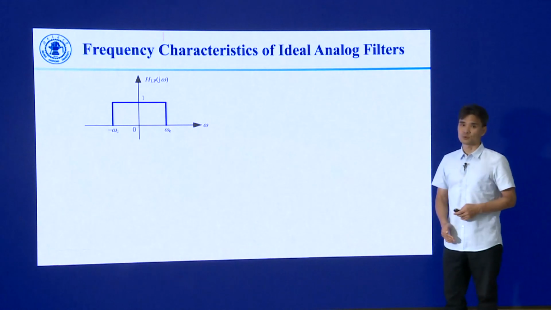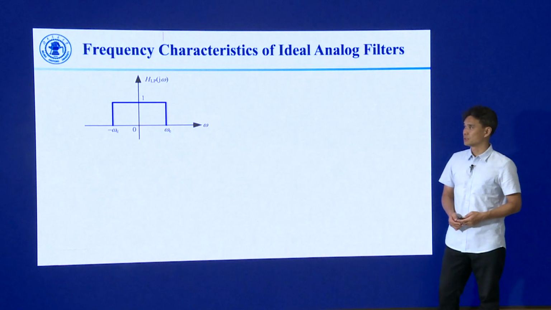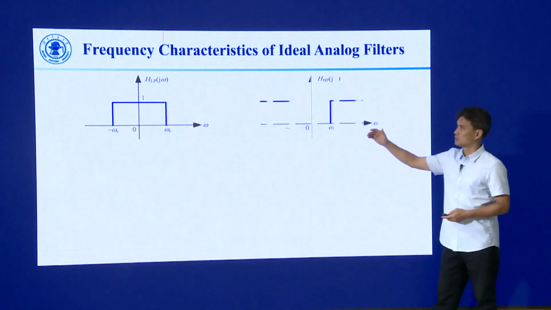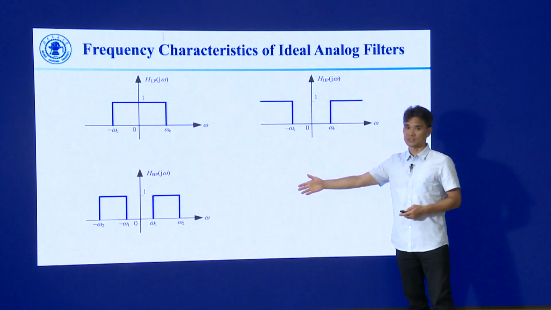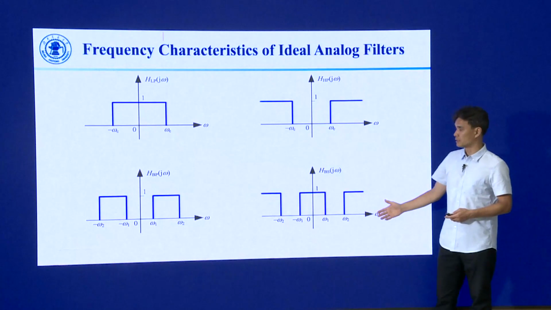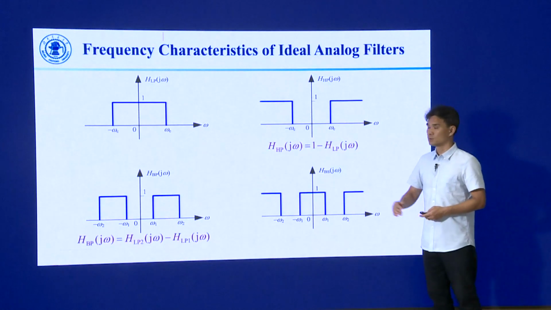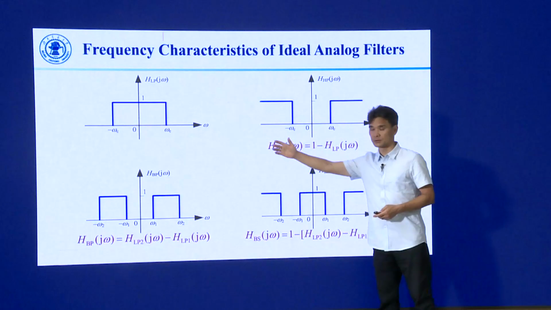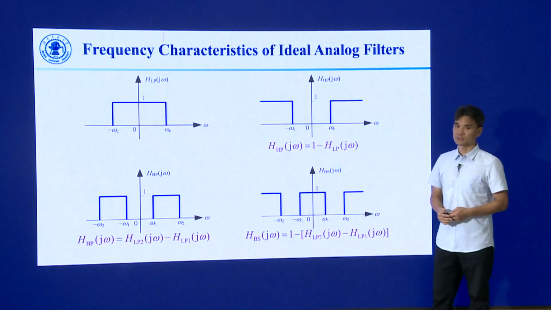Typically, we have 4 different ideal analog filters. So this is called the low-pass filter, high-pass filter, band-pass, and band-stop filters. They are all somehow related to the low-pass filter, and these are the mathematical descriptions.